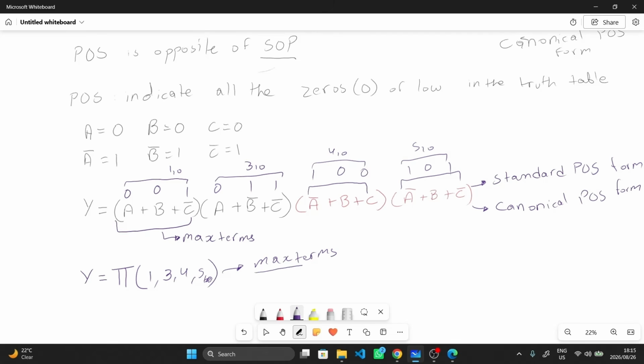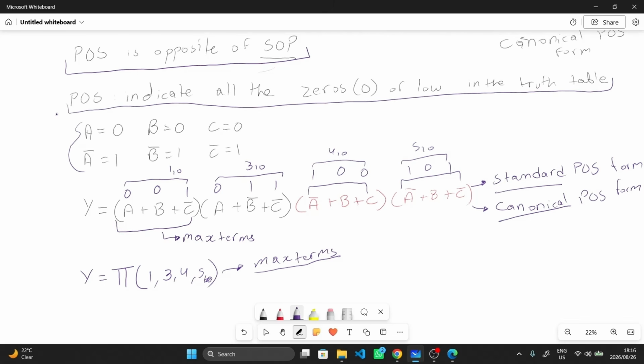You should remember this terminology, max term and canonical form or standard form, as well as these conditions here, how a complement is different from SOP. So remember this part. You don't have to remember what SOP stands for, what POS stands for. That is almost never asked. So if you remember this and this part as well.